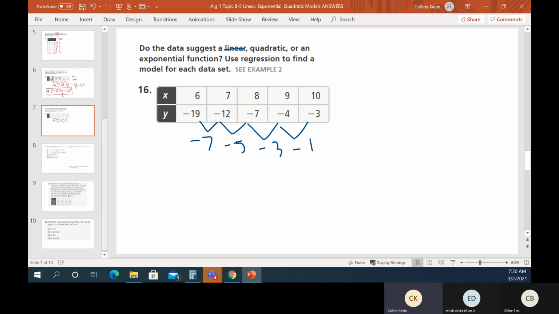All right, so let's check out the second differences. If I go from minus 7 up to minus 5, that's a total of 2. And then minus 5 up to minus 3 is 2. Minus 3 up to minus 1 is also 2. This is plus 2, by the way. There we go. So this one looks like it's going to be quadratic.